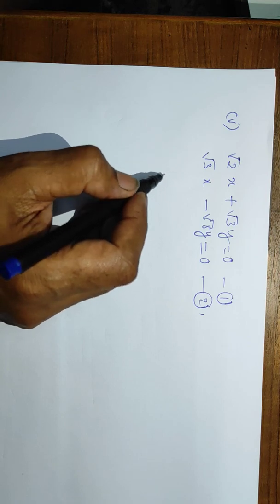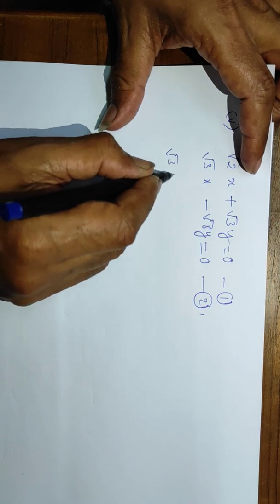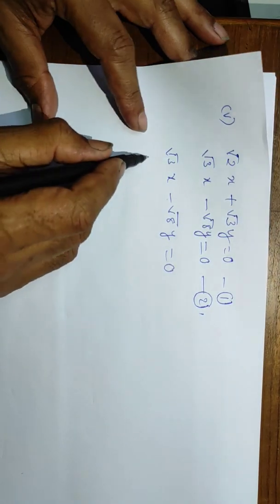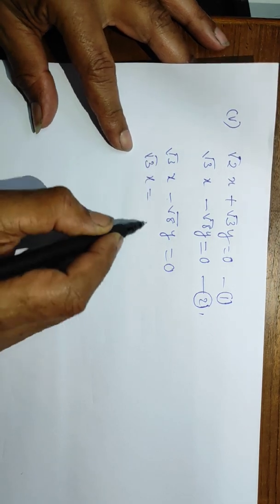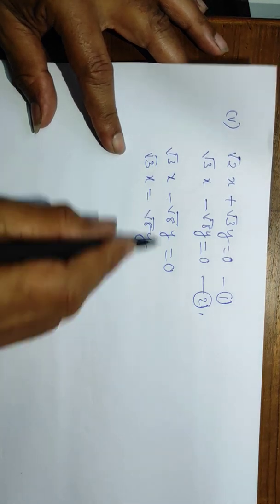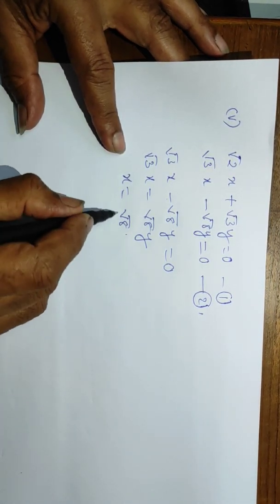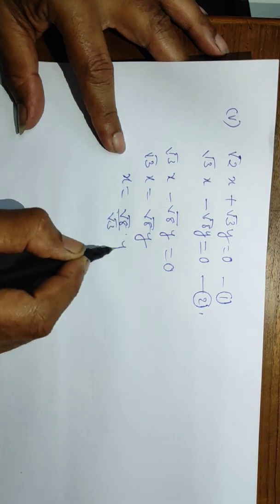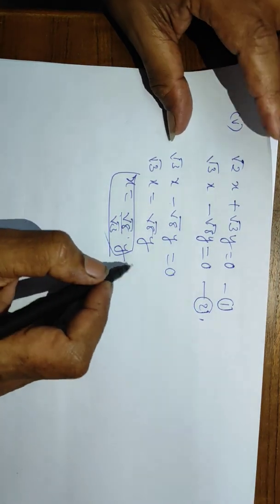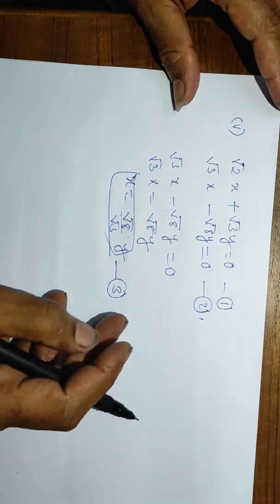Now, let me take equation 2. Root 3 x minus root 8 y is equal to 0. Root 3 x is equal to root 8 y. Transpose this quantity to the RHS. x equals root 8 by root 3 into y. I call this one as equation 3.